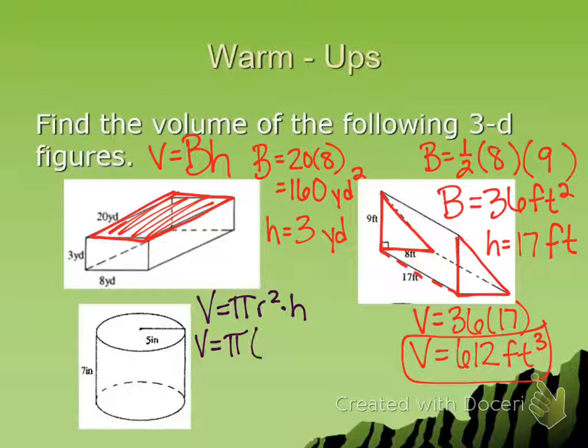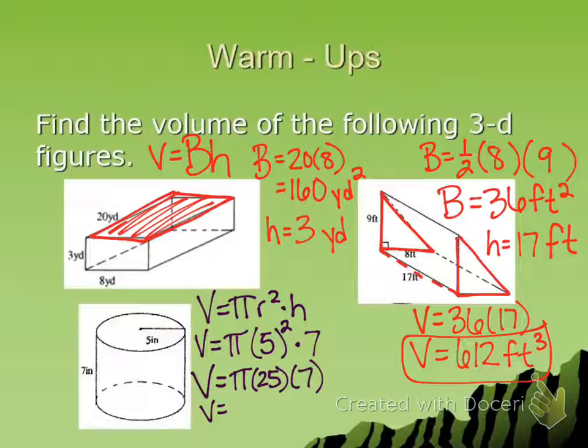What is my radius? 5, get squared, times my height? 7. What is 5 squared? 25. So we've got to take pi times 25 times 7. You can do that all at once in your calculator. What do we get for our volume?